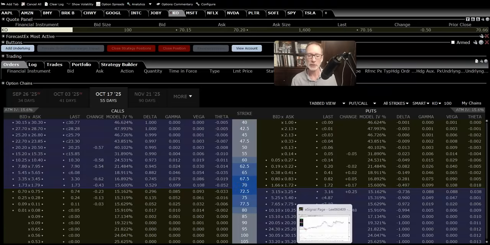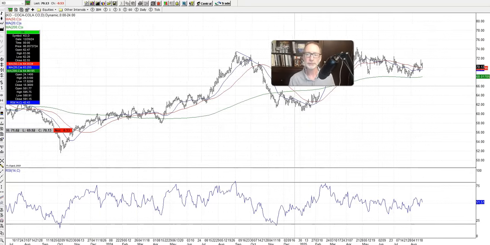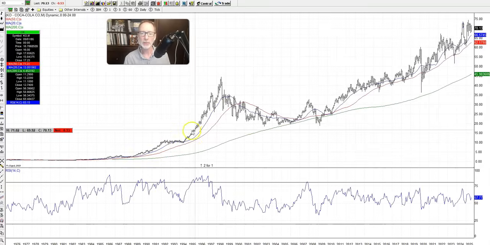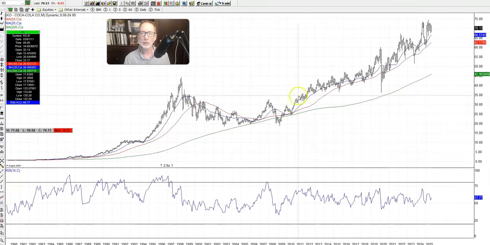Let's take a look at the stock chart of Coca-Cola. Okay, in the long run, let's go out to a monthly chart here. This is the daily chart. Here's the monthly chart. I mean, Coca-Cola over the long run goes up over time. So if you're bullish on Coca-Cola for the long run and you think the stock's going to keep going up, those put option values are going to decline and you could eventually buy them back cheaper.